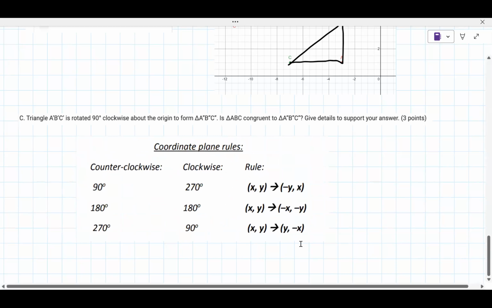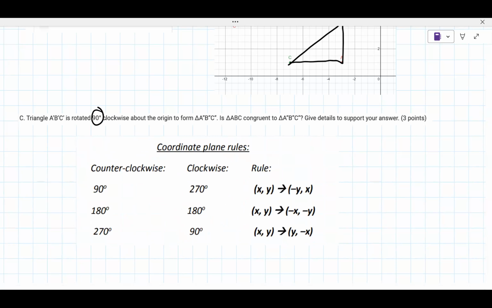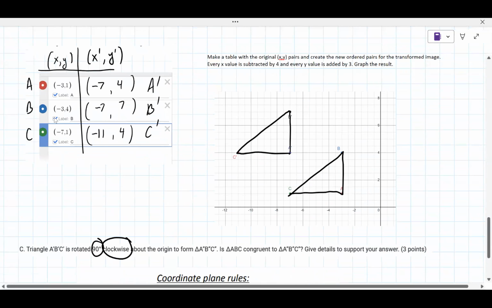But the direction that you rotate matters. It's 90 degrees. The angle matters and the direction. So in this case, we're doing 90 degrees clockwise. This is our rule. So you're again taking this table of values. We need these original values. Let me grab them here.